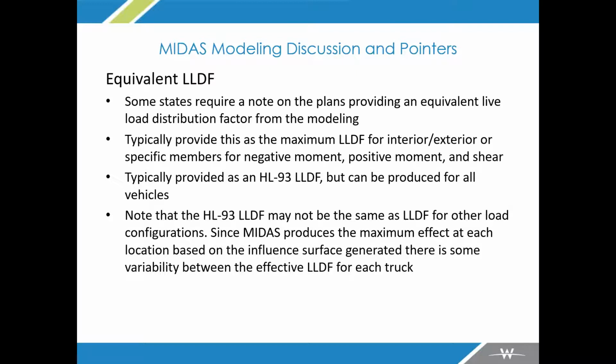So some states do ask for a note on the plans that indicates what the equivalent live load distribution factor is. And it's not a very easily determined number. It's not a single number either, because your influence surface is going to be different on a single girder line, whether you're at a negative moment region or positive moment region, or potentially if you've got a flared structure, where you are along the structure may have a continually changing effective live load distribution factor.